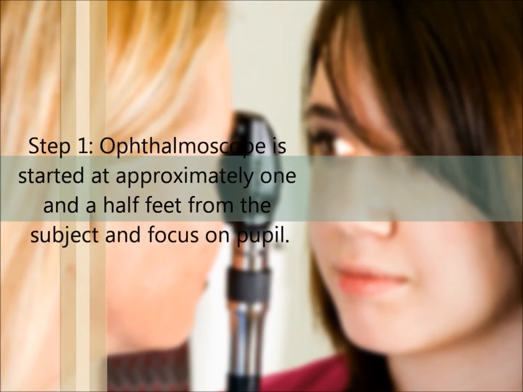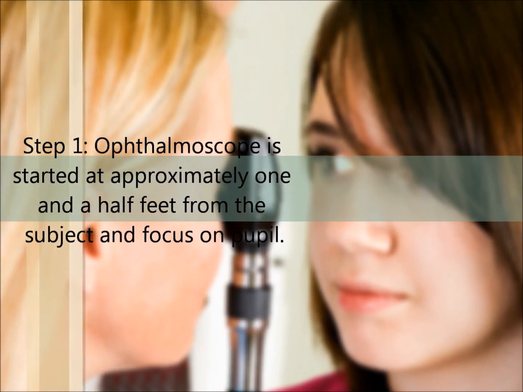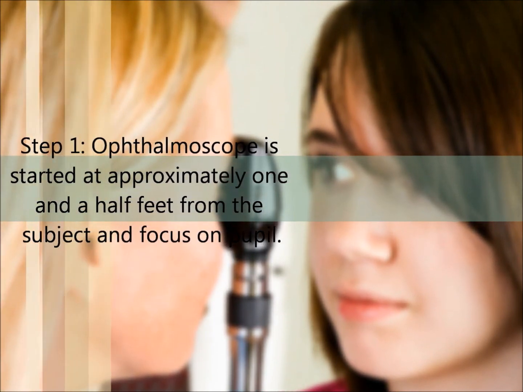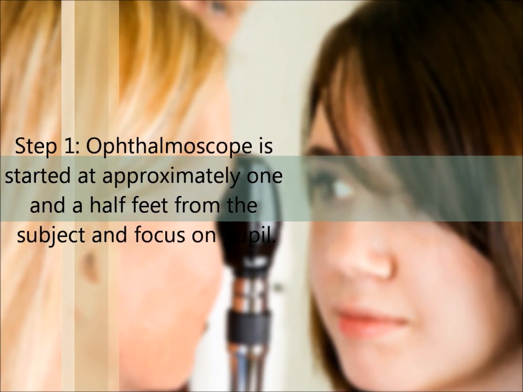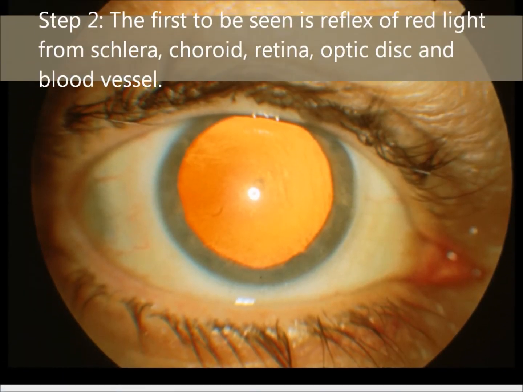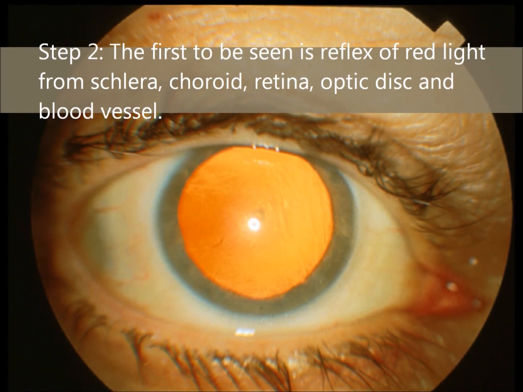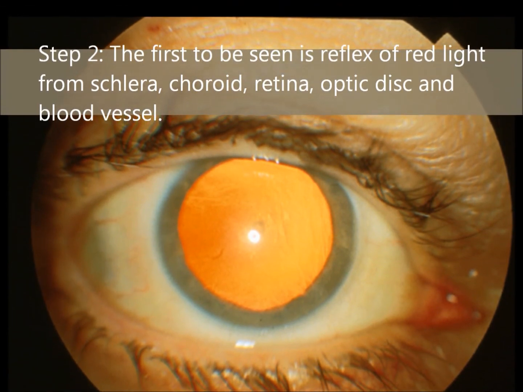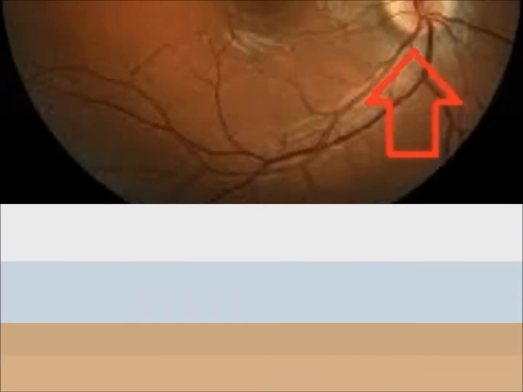Step 1. The ophthalmoscope is positioned onto the examiner's eye and examination is started at approximately 1.5 feet from the subject with a suitable light intensity and focus on the pupil. Reflex of red light originating from the sclera, choroid, retina, optic disc, and blood vessels is observed.